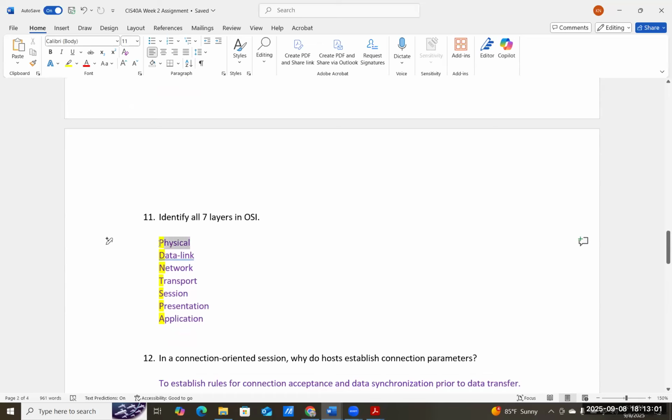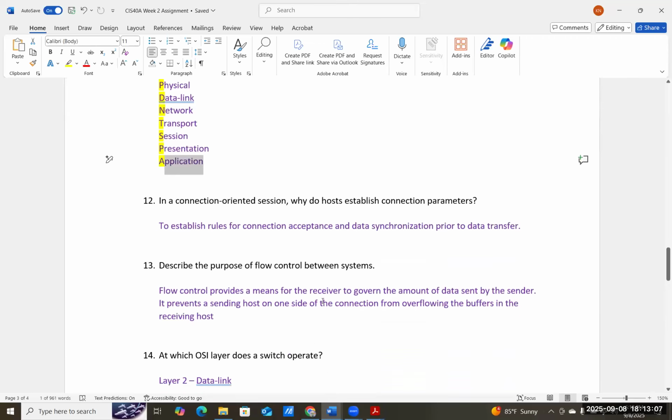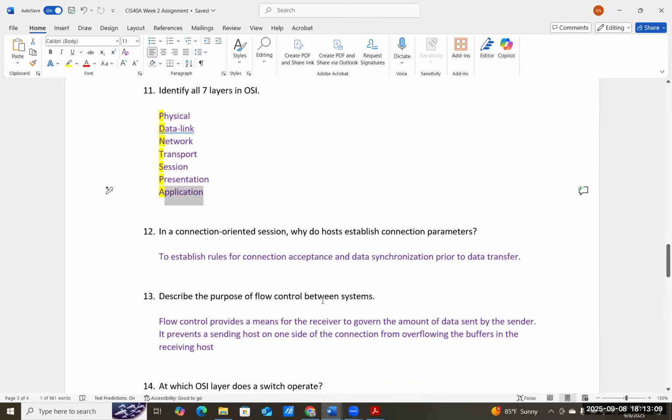So layer 1 starts with physical, right? And then layer 7 is application. Okay, so we talked about how a system needs to be connection oriented, right? To make sure that these two agree for communication physically, right? Have the connection established.